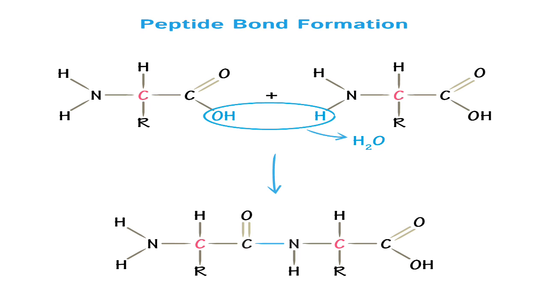Peptide bond formation. When two amino acids approach, they join by losing one molecule of water and form a dipeptide, and a peptide bond is formed. So in that way, a number of amino acids join to form a chain, and that chain is protein, a chain of amino acids.